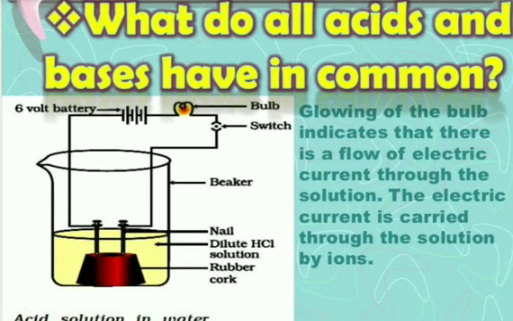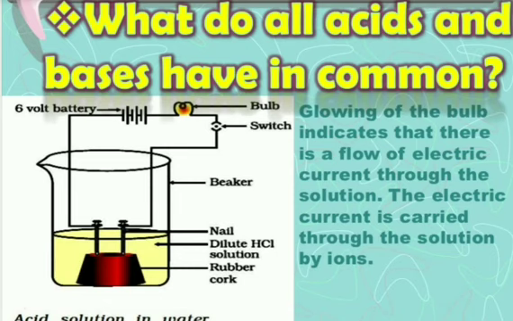In the previous video we completed all the chemical properties of acid. First we will recapitulate all the chemical properties, and then we will move to our next topic, that is, what do all acids and bases have in common. Okay, so let us come to the first chemical property of acid.